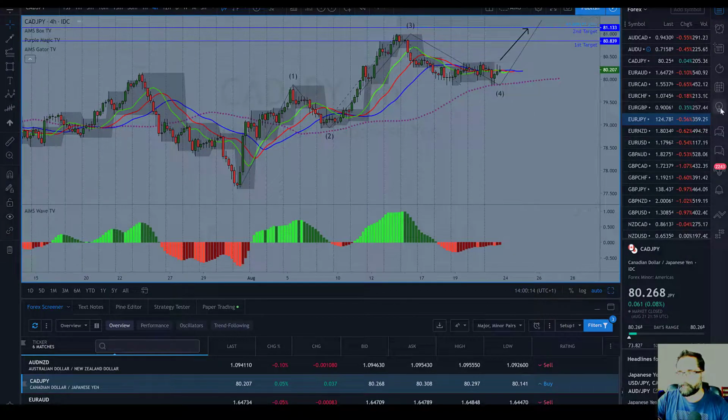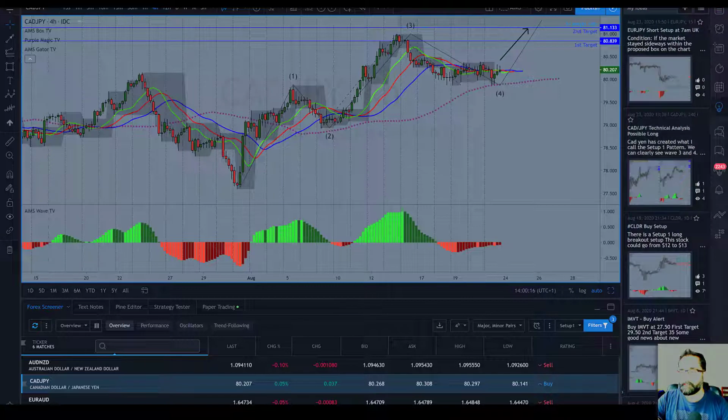I have published this idea on TradingView. If you follow me on TradingView, you'll be able to get a notification for these ideas. That's the second idea, actually, which we're going to discuss. Before that, it's the CAD yen idea.